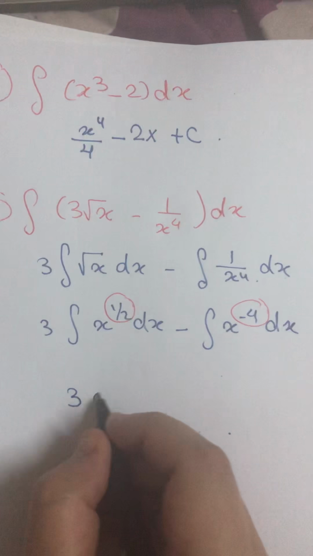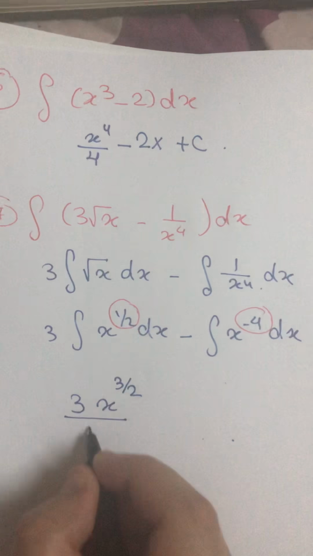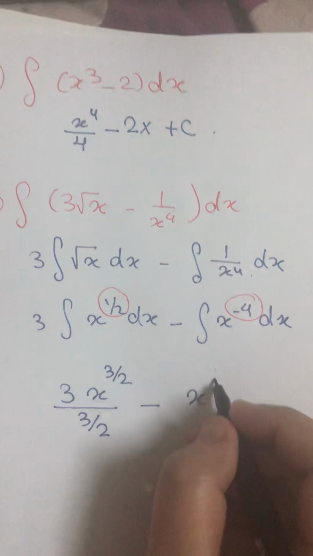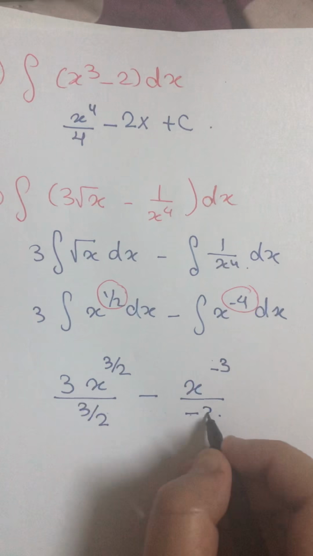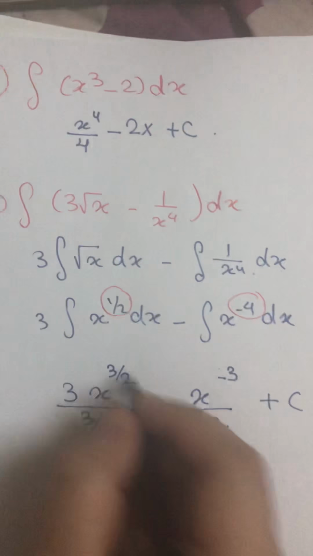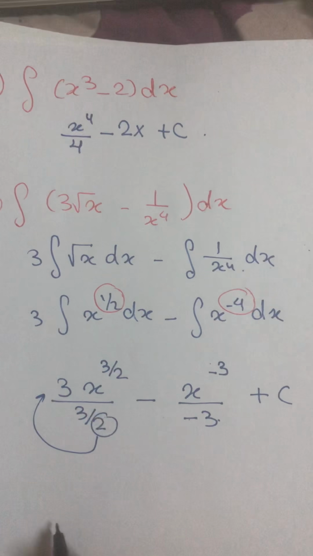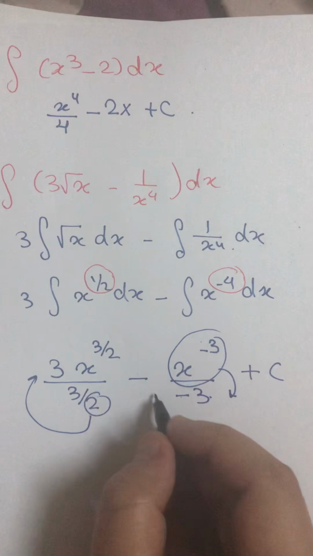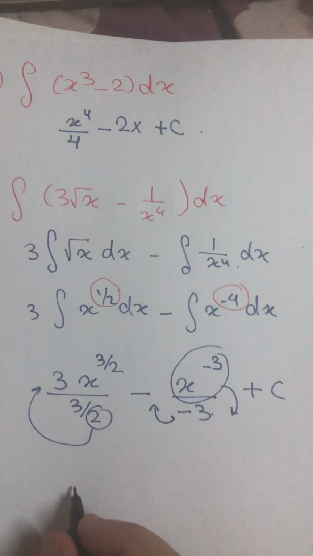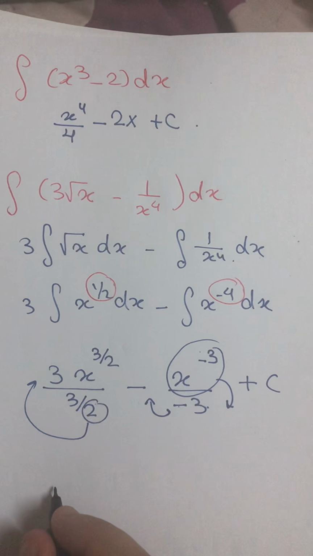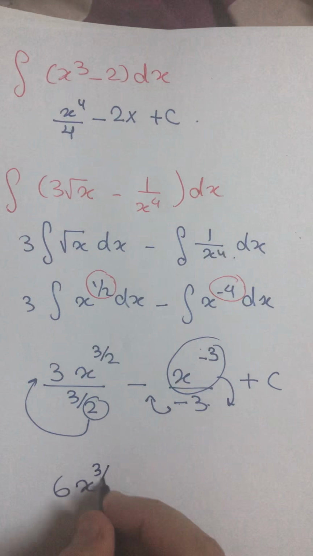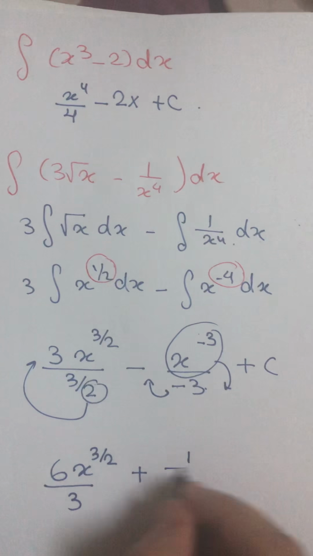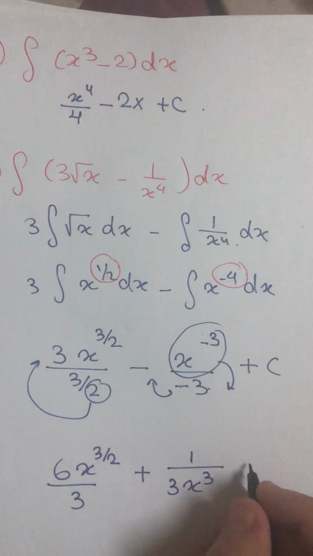So this will be 3x to the power of 3 over 2 divided by 3 over 2 minus x to the power of negative 4 plus 1, which is negative 3, over negative 3, plus c. You will not leave it so messy. I will take this 2 up, take this x to the power of negative 3 down, and multiply this negative with this negative. And I will simplify the 3 with the 3. So it's 6x to the power of 3 over 2 over 3, plus 1 over 3x to the power of 3, plus c.